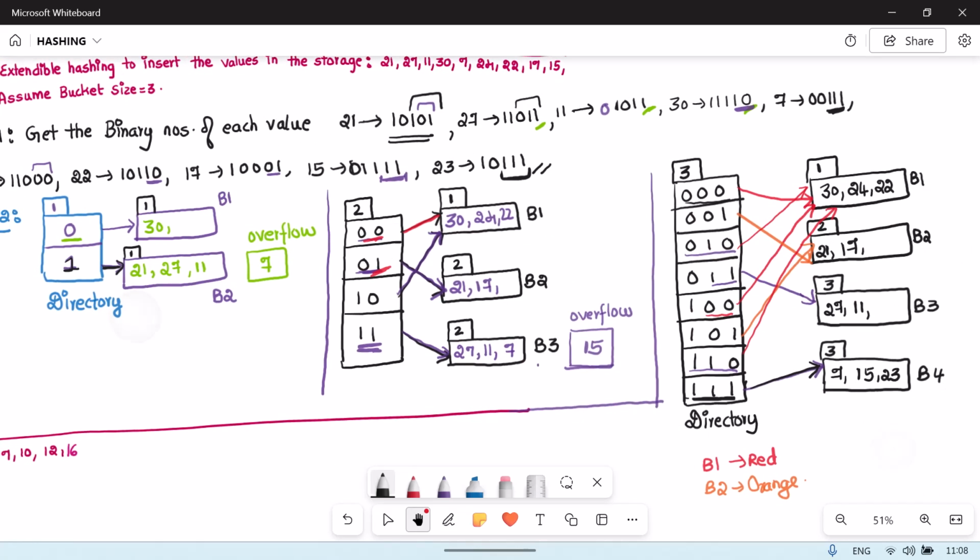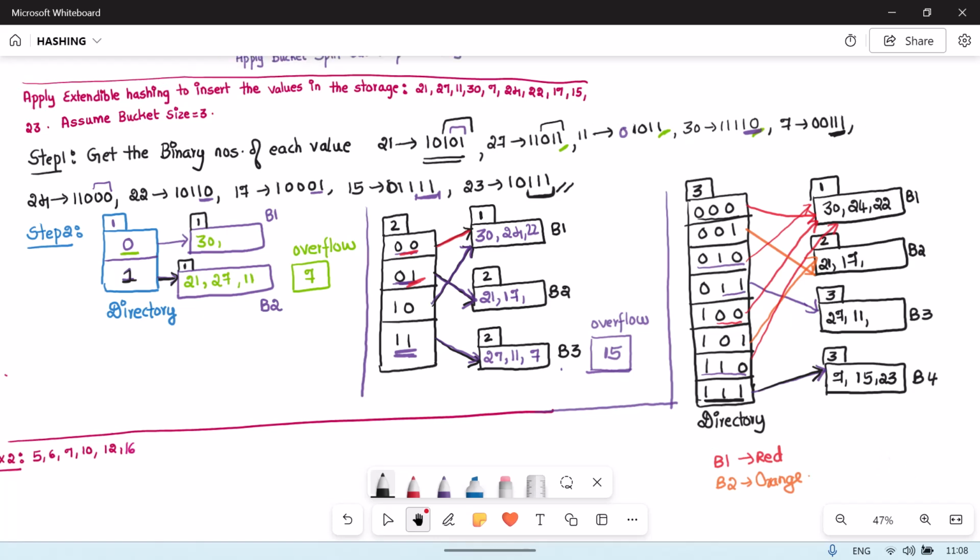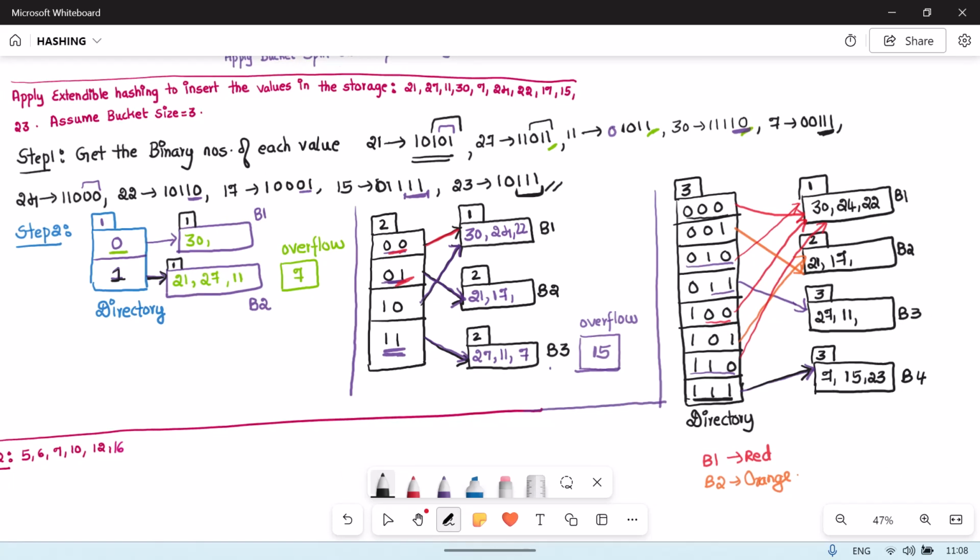So we have placed all the values and there is no condition of overflow. So we can stop the solution over here. Are you clear? This is how you will carry out the extendable hashing. So take a moment, take a screenshot of this and then do this problem on your own and check if you're getting the answer. Okay.